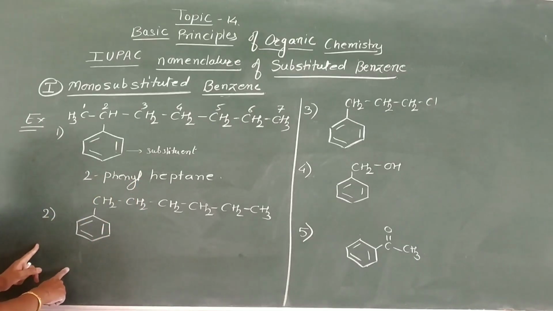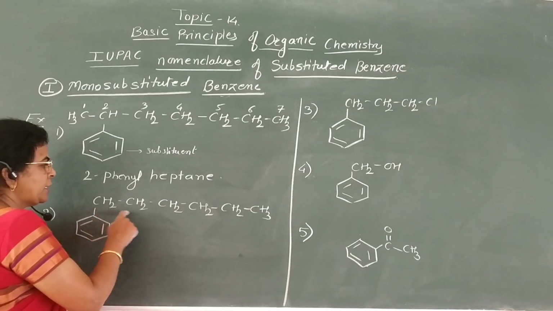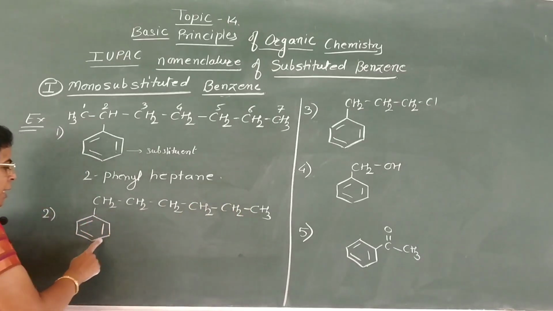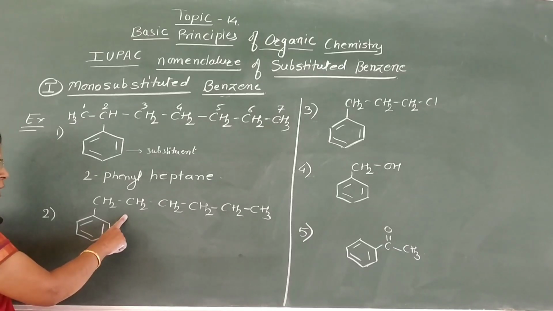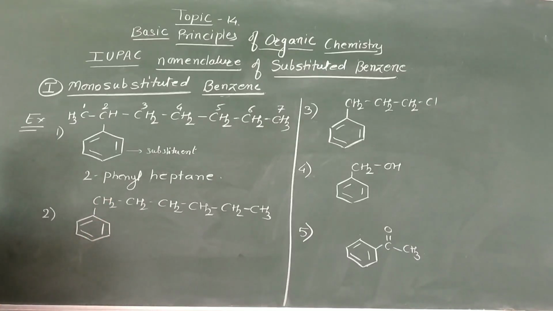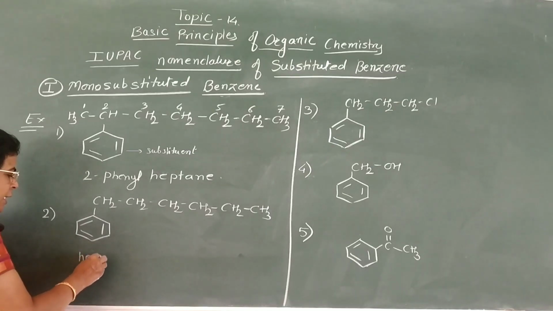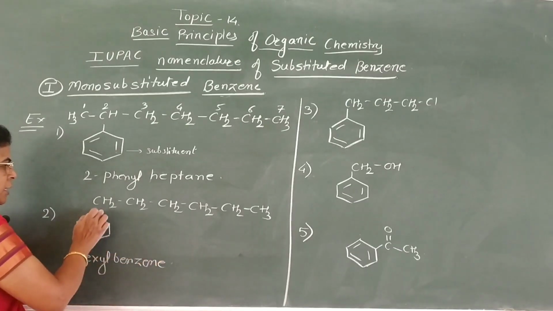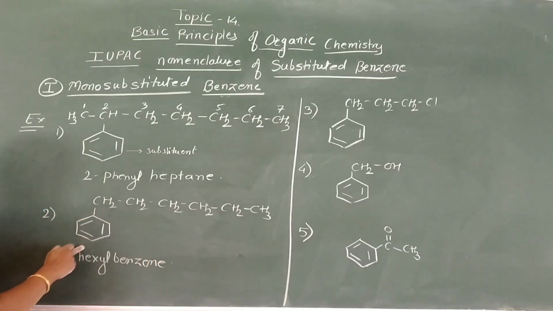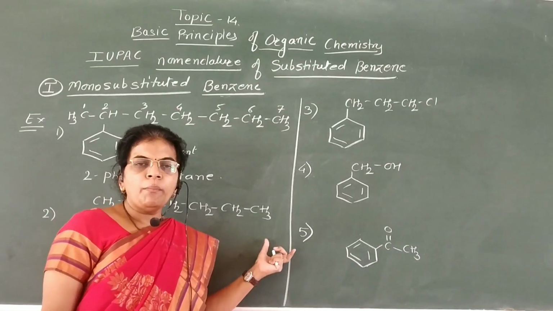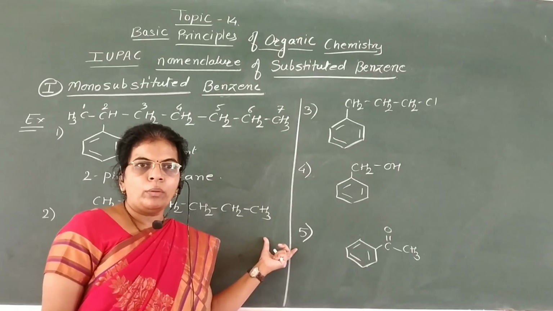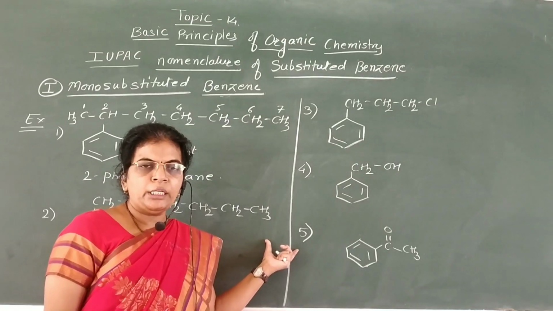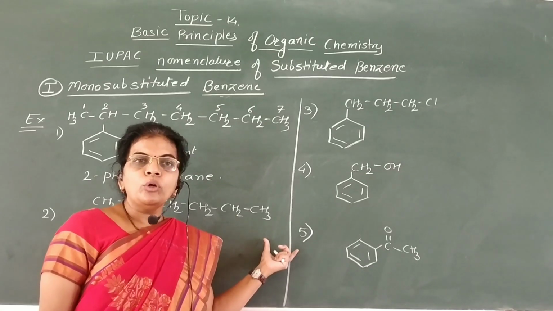Now, this is the second example. In this case, this side chain has only 6 carbon atoms. That is, both the benzene and the side chain have a similar number of carbon atoms. Therefore, the name of this compound is given as hexylbenzene. This is the hexyl group and this is benzene. Therefore, hexylbenzene.